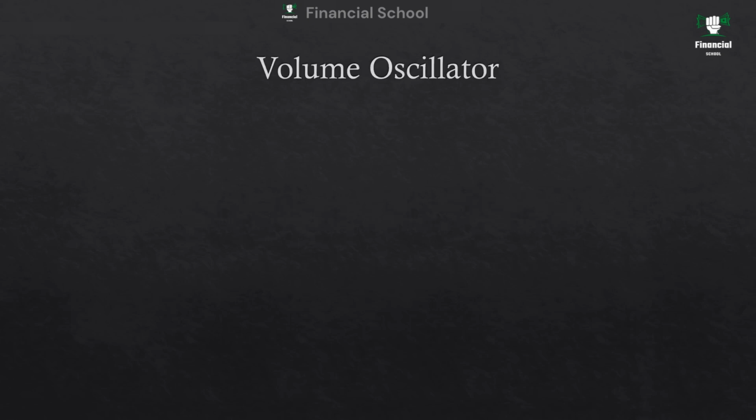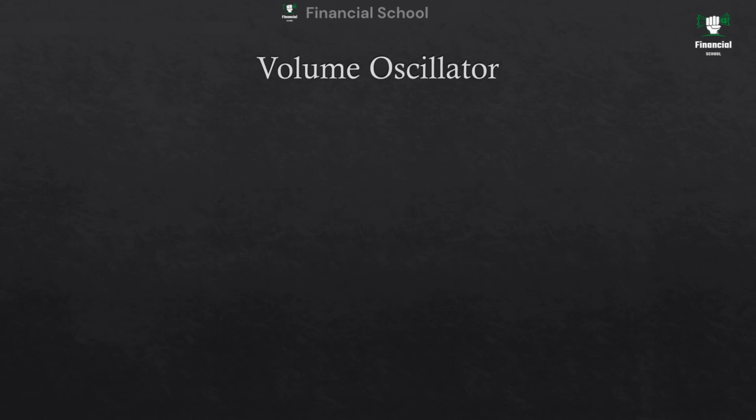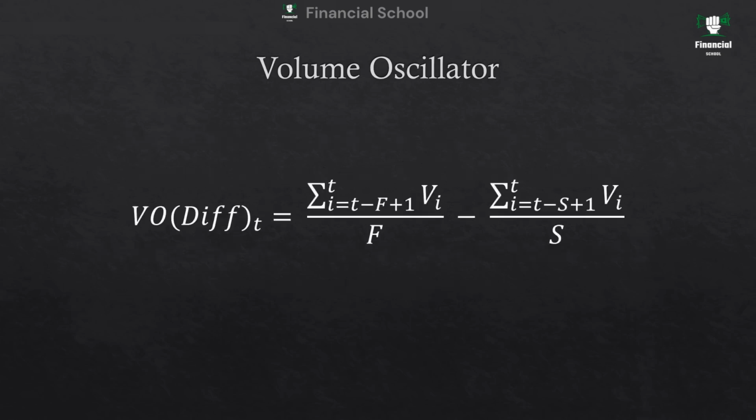The volume oscillator makes it easier to observe the rise and fall in volume by calculating the difference between a fast and a slow moving average of the raw volume. The formula for the volume oscillator goes as follows. In this formula, the fast moving average has a period f, and the slow moving average has a period s. The term V sub i in the formula is the volume at index i. For example, the current period has an index of 0, the previous period an index of 1, and so on.